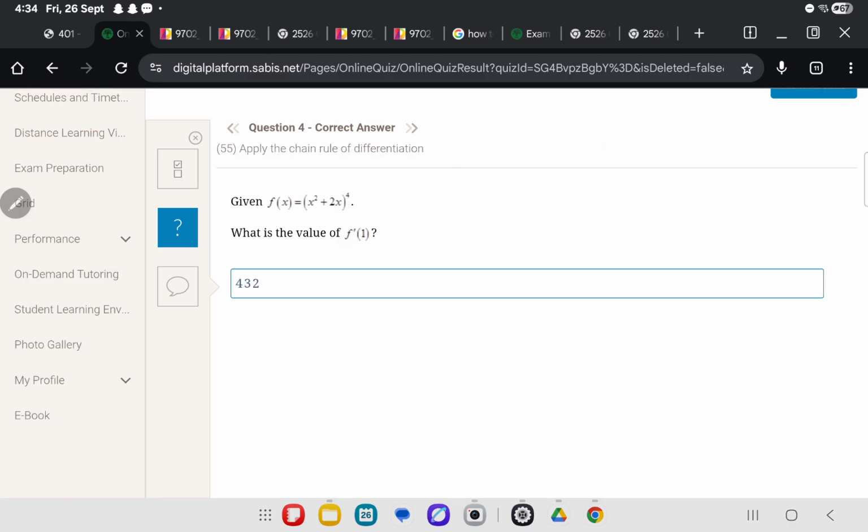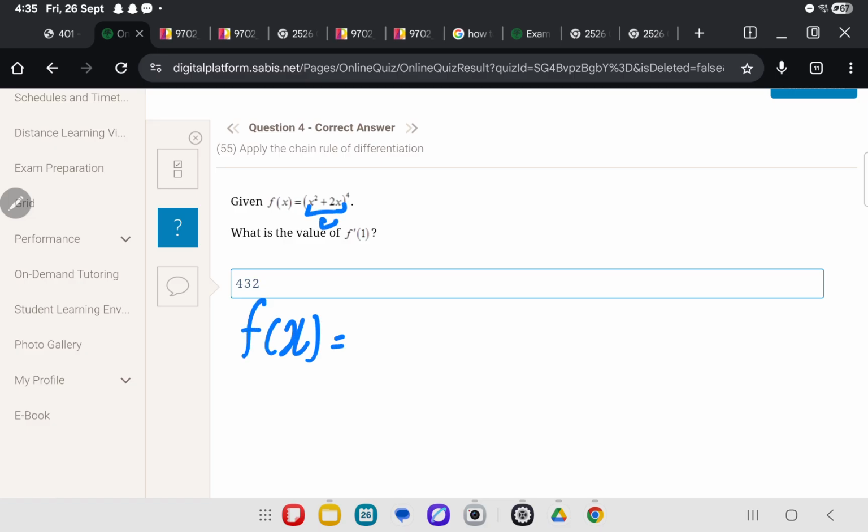Given f of x equals x squared plus 2x, all to the power of 4. What's the value of f prime of 1? Okay, now you can see here, this is a polynomial, right? This is x squared plus 2x. This is x plus something, right? So this means that we can write this as u, and then we can apply chain rule.